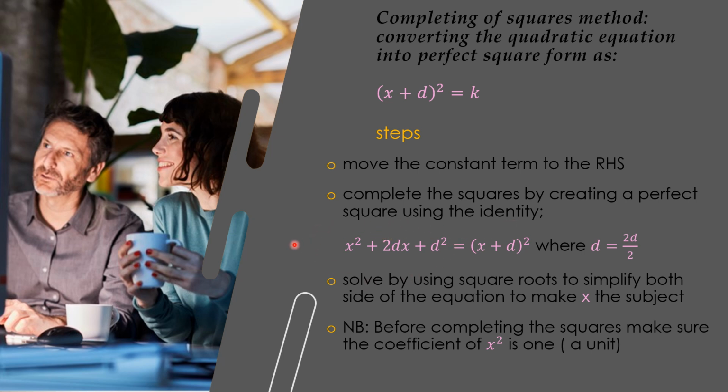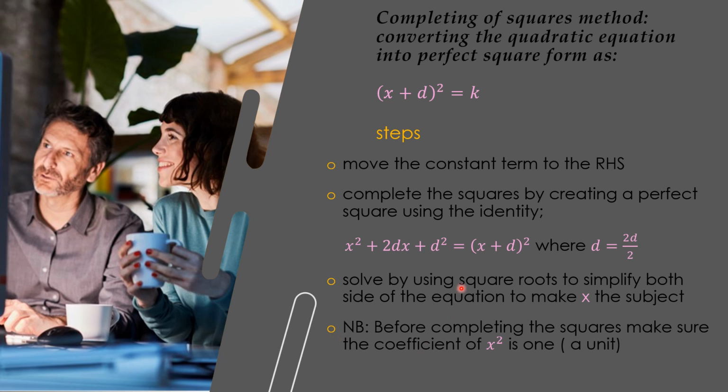So look at this particular identity, x squared plus 2dx plus d squared, which the perfect square will be created using the x and this particular d. Put all of them in a bracket and the square will be outside in this particular format. So this is the identity we are going to use. How did we get the d? The d is equal to the coefficient of x, that is 2d, divided by 2. We solve by using square root to simplify both sides of the equation to make x the subject.